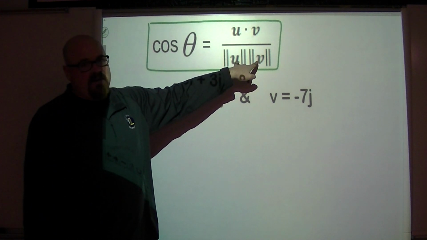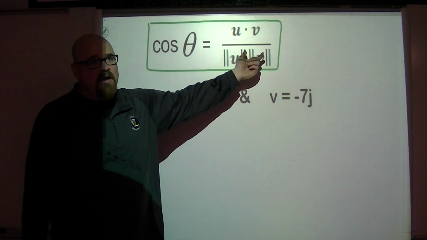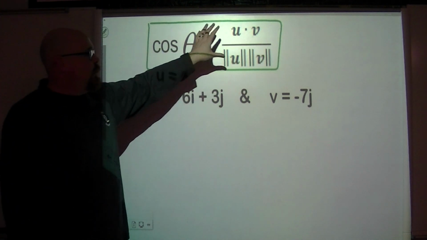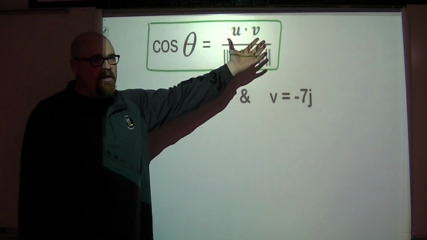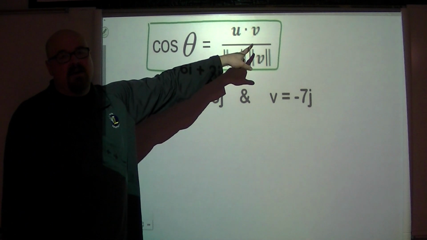Find each of their magnitudes separately and then multiply them. That's why they're pushed together. That's a product. The cosine of the angle between them is equal to that number. So really, to find the angle, we'd have to take the inverse cosine of this.